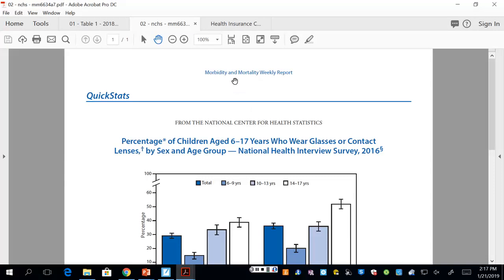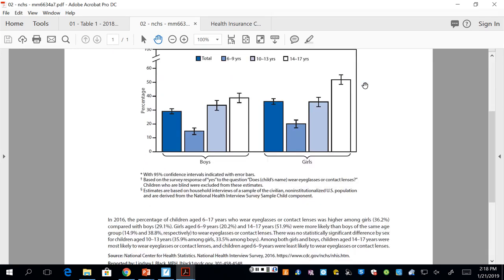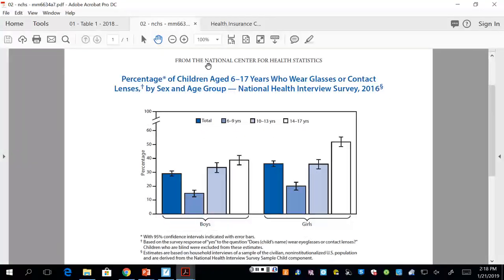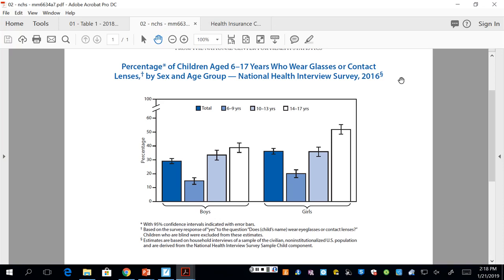So one of these is, let's look at this one first. The National Center for Health Statistics has a weekly report called Morbidity and Mortality Weekly Report. So it looks at some aspect of health from some government survey or other reporting. And the topic changes every week. So this was some time past, and here's one report. The percentage of children aged 6 to 17 who wear glasses or contact lenses by sex and age group. This is some data from the National Health Interview Survey in 2016. This is one example, kind of a graph you might make for looking at some of these percentages.